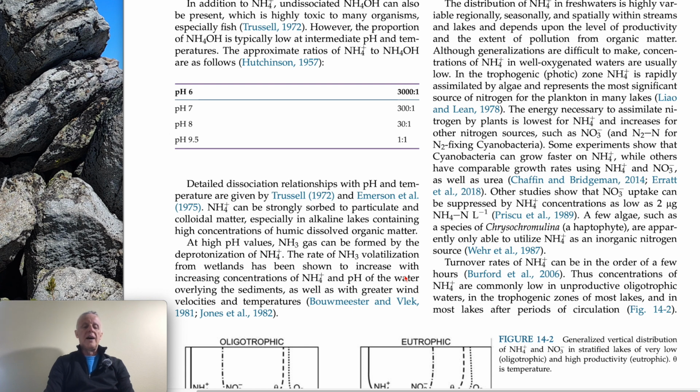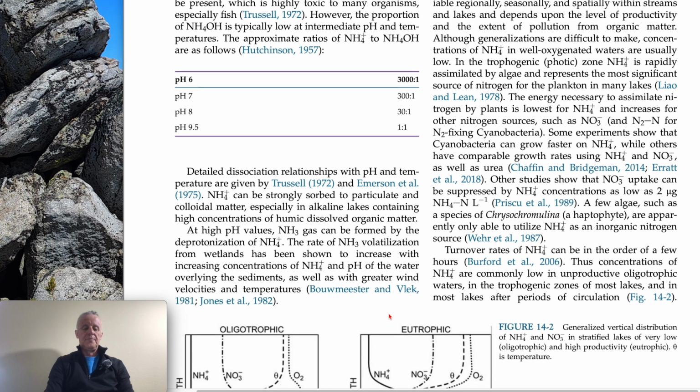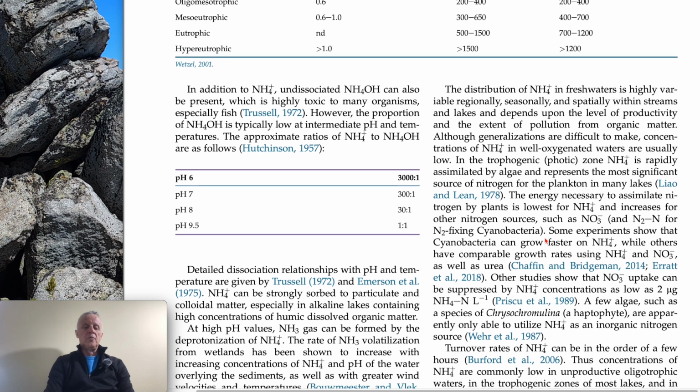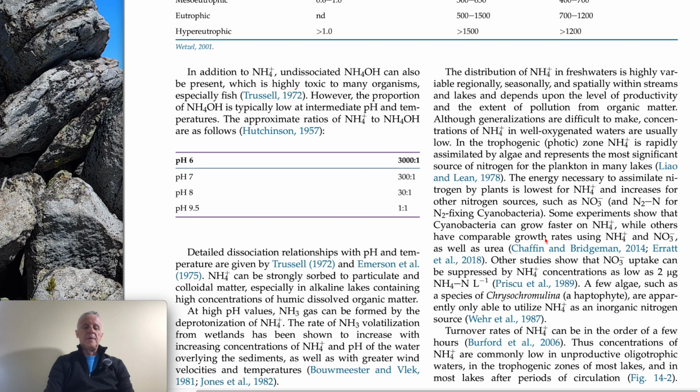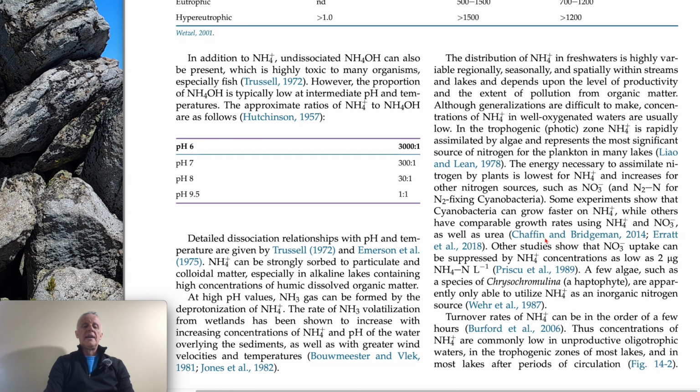The rate of ammonia volatilization from wetlands has been shown to increase with increasing concentration of ammonium and pH of the water overlying the sediments, as well as with greater wind velocities and temperatures. The distribution of ammonium in freshwaters is highly variable regionally, seasonally, and especially within streams and lakes, and depends upon the level of productivity and the extent of pollution from organic matter.